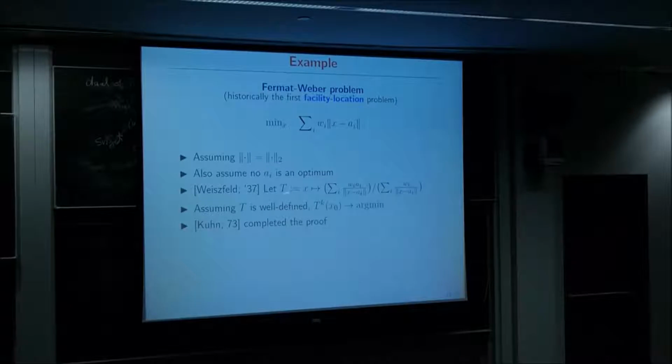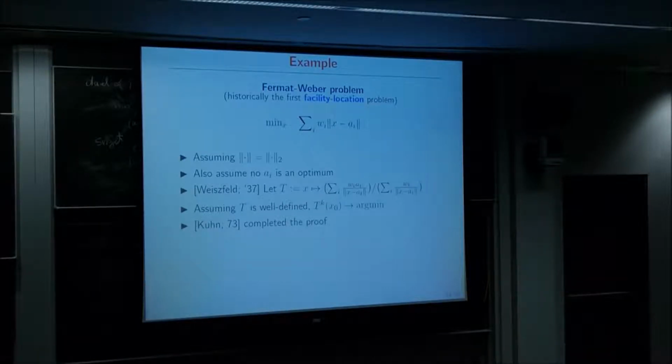And assuming that this operator is well defined, I'm assuming too many things, right? For this operator to be well defined, I should never divide by 0 here. So there is no way for me to a priori guarantee that none of the iterates will ever hit a_i, but assuming it never does, then this is a reasonable method. So actually Kuhn formalized and completed the proof. He did it in '37, he finalized the proof in '73.